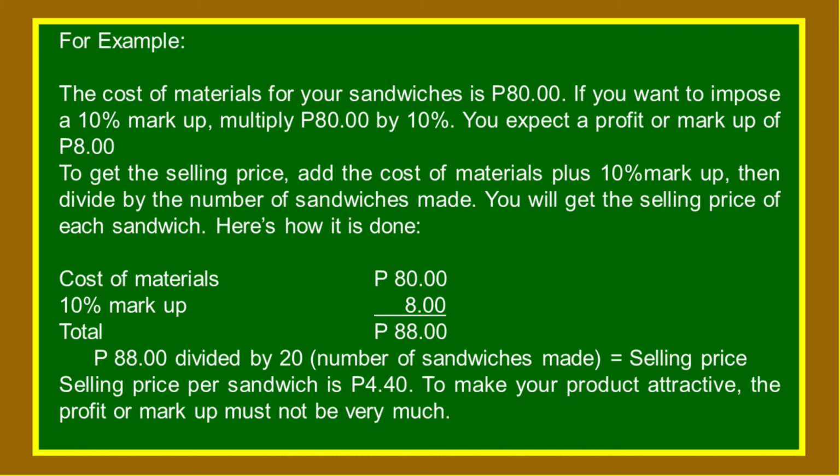To get the selling price, add the cost of materials plus 10% markup, then divide by the number of sandwiches made. You will get the selling price of each sandwich. Here's how it is done.